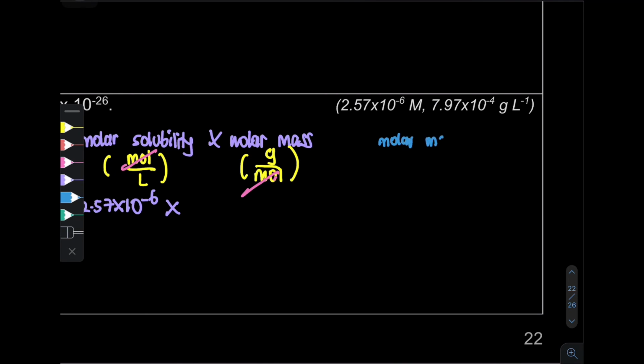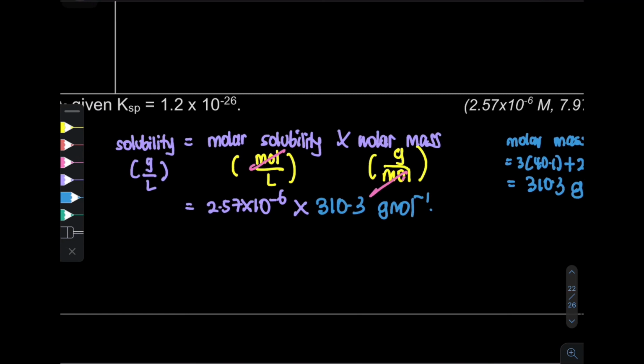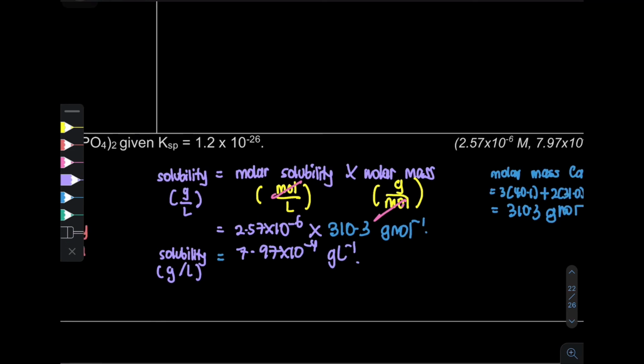Molar mass, I'm just going to write down at the side here for Ca3(PO4)2. PO4 ni semua ni kita subscriptkan tu lah. Maknanya ada 2. So 2 of my phosphorus and I have 8 of my oxygen. So I get 310.3 gram per mol. Okay, so sekarang ni I will get my solubility which is in gram per liter.